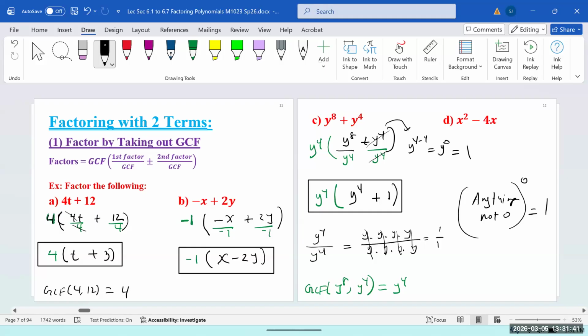You cannot put y to the 0. It looks weird. So you do have to put 1. You cannot leave the 0 power. The 1 doesn't cancel out, because 1 divided by 1 is 1. Canceling out means you're dividing.